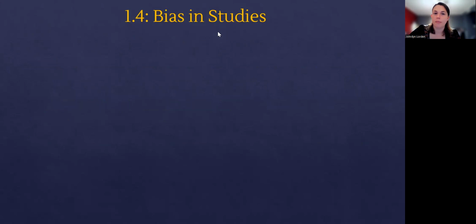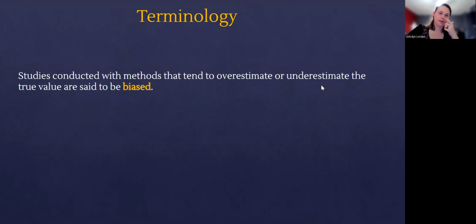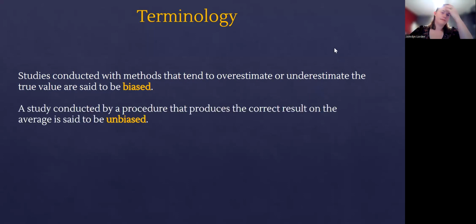All right, and then let's finish off chapter 1 here. Chapter 1.4, bias in studies. This one's an interesting one to discuss. Studies conducted with methods that tend to underestimate or overestimate the values are said to be biased. A study conducted by a procedure that produces the correct result on average is said to be unbiased. So even if a study is a little bit off, if you kept replicating the study and it would get around the correct result, then it is unbiased.